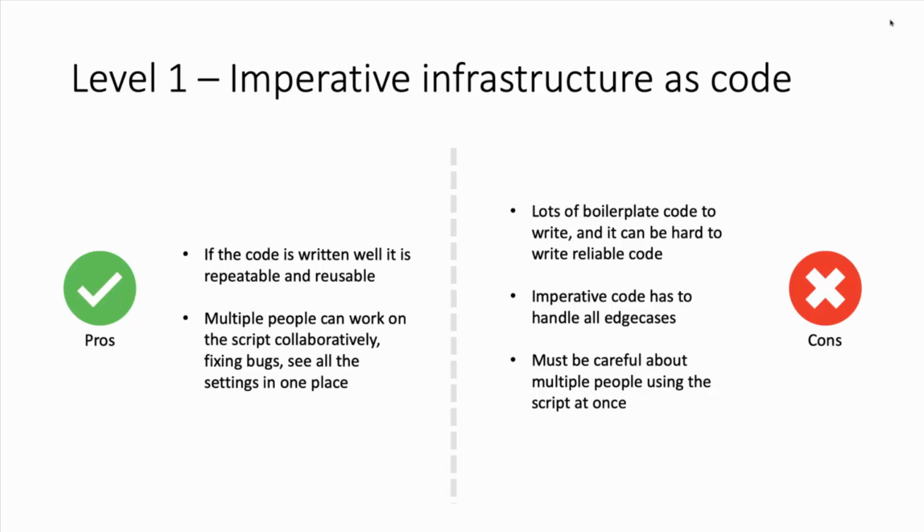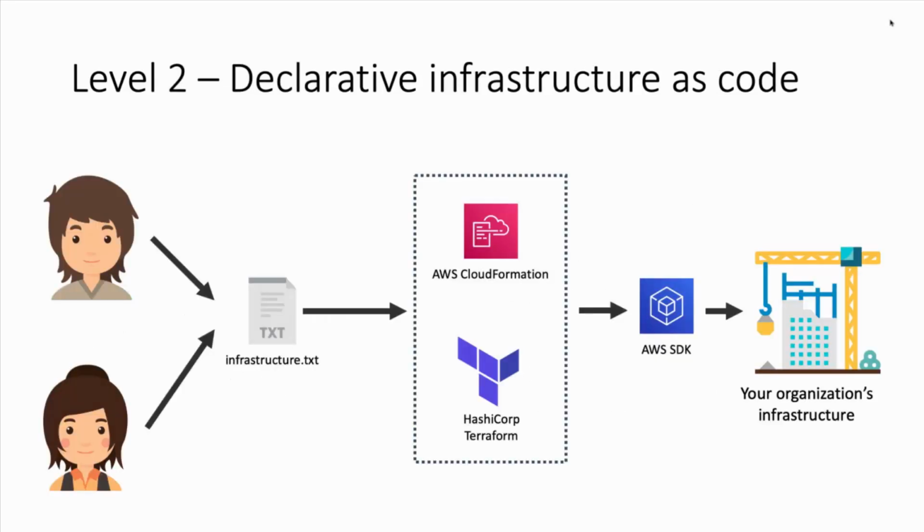So we can move on from this level 1 to level 2, which is declarative infrastructure as code. And so in declarative infrastructure as code, what we have is, instead of a script for creating the infrastructure directly with the AWS SDK, we have a document which describes the infrastructure we would like to create. And we hand that document off to a declarative infrastructure as code provider, such as AWS CloudFormation or HashiCorp Terraform. And that piece of software will then use the AWS SDK on our behalf to create infrastructure according to the description in our infrastructure document. And the end result is, once again, we're creating the organization's infrastructure.